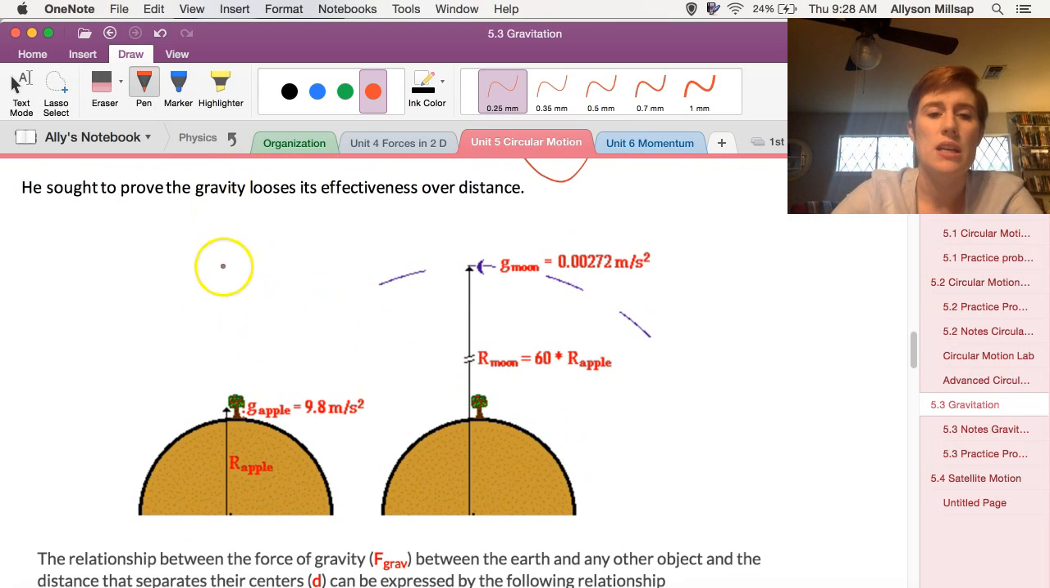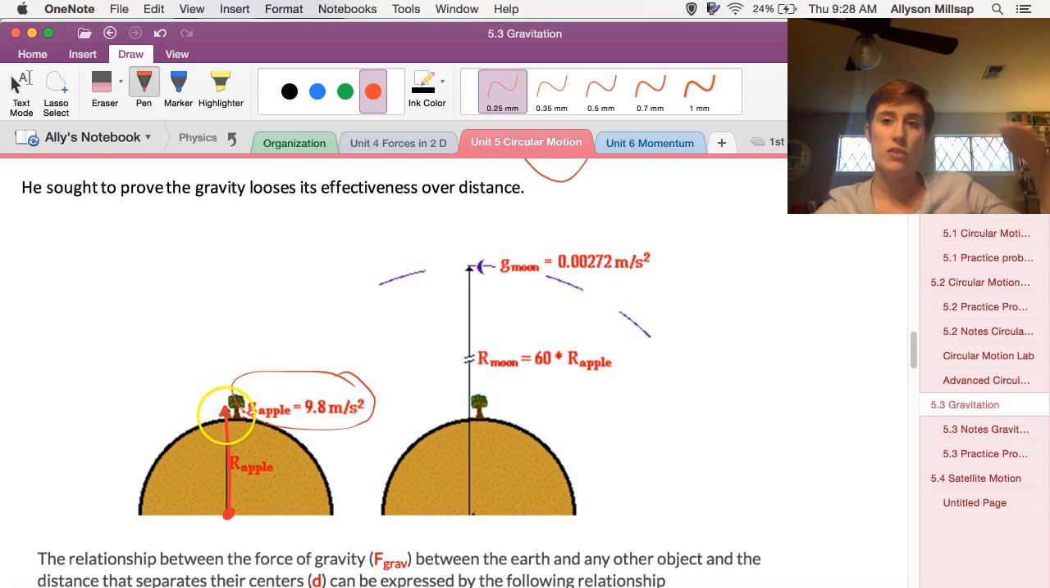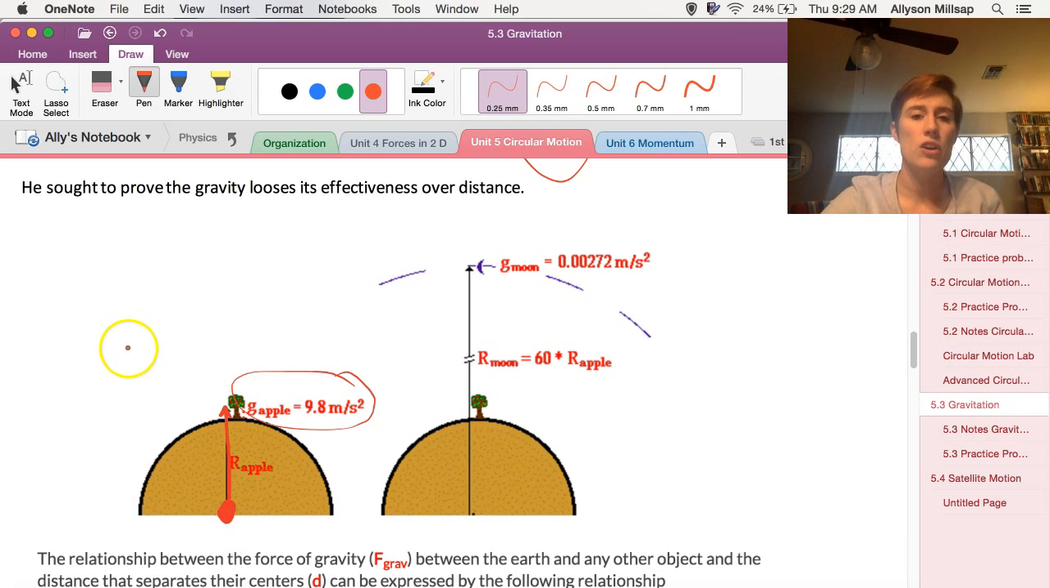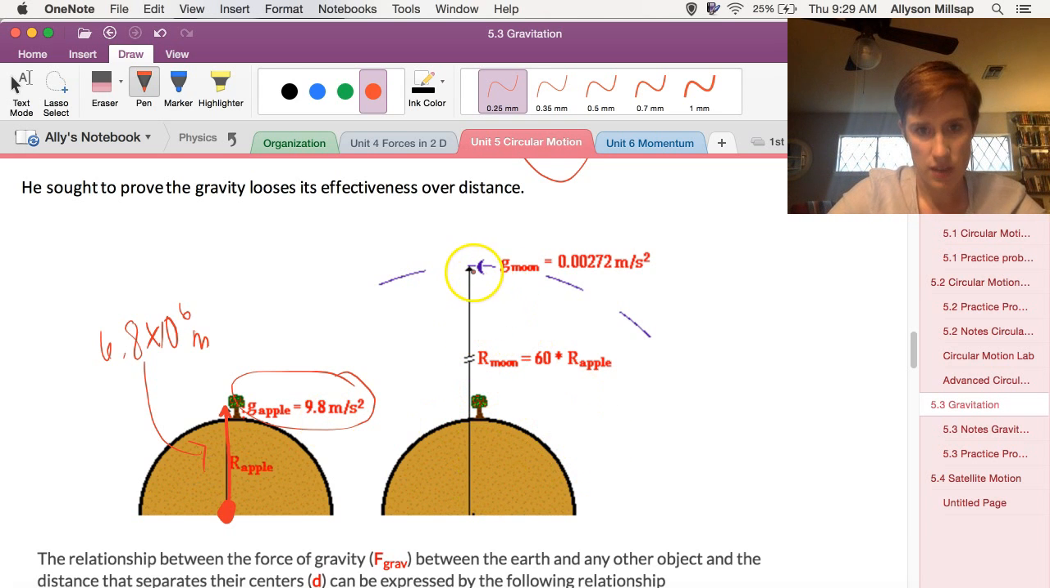And so that's what he did. He did some basic calculations. He said, here's the acceleration on an apple falling from a tree, and here's the radius of the apple to the Earth. So even though the apple may only be 2 meters away from the surface of the Earth, we're always measuring the Earth by the core, okay? The core of the Earth is, I think, 6.8 times 10 to the 6 meters. I'm not entirely sure, but that might be the radius. And he knows that the radius of the moon is 60 times the radius of the apple.